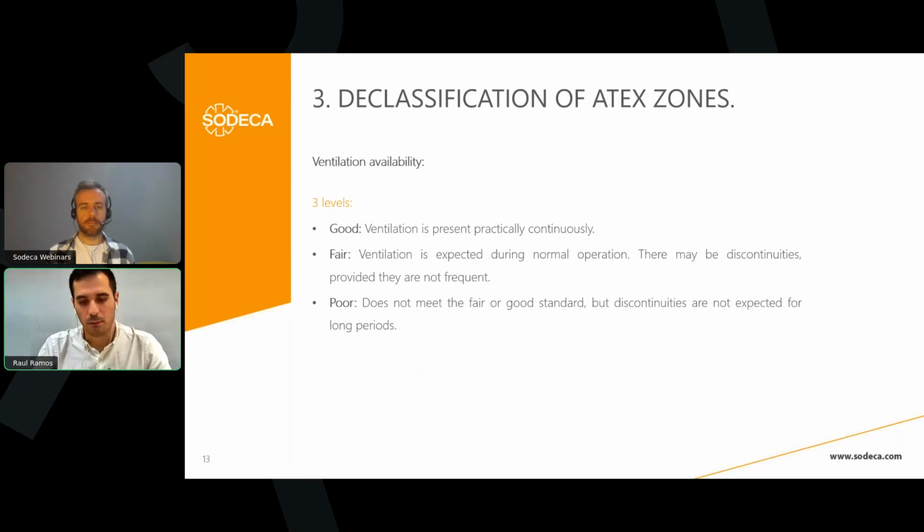And the third variable important to mention here is the ventilation availability, which consists of 3 different levels. You have the good ventilation, the good availability, when ventilation is present continuously. Then we have the fair ventilation, that's the one that is expected in normal operation. And then we have the poor ventilation, that's the ones that do not meet even the fair or the good standard.